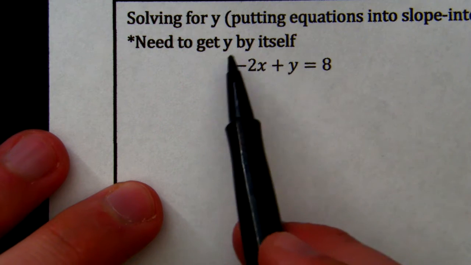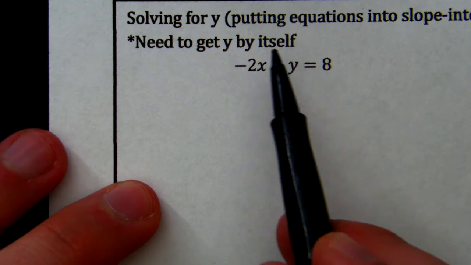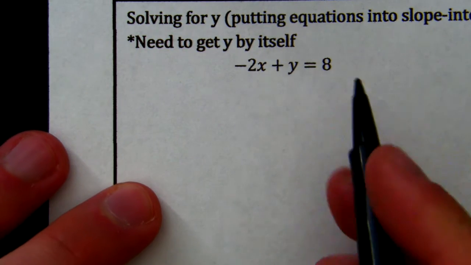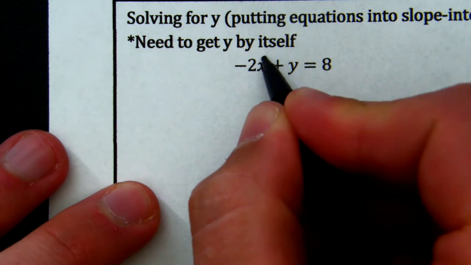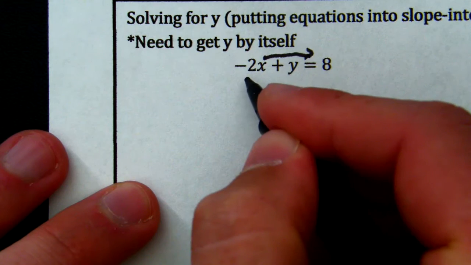So we find the side that has y on it, which is the left side, and we move everything that's not a y first. So we have negative 2x plus y equals 8. We have y on the left side. We need to move this negative 2x to this side. So we got to move this over here. Now, we do this by opposite operation.